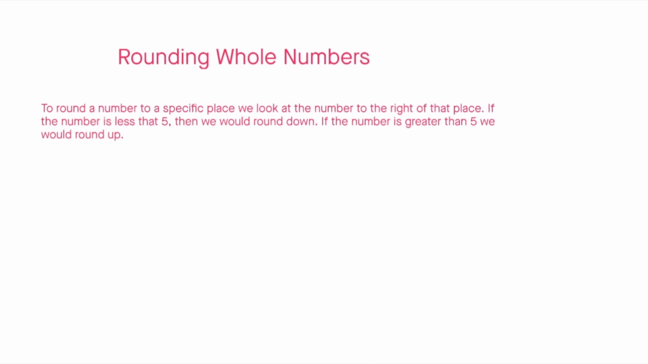When we round a number to a specific place, we look at the number to the right of that place. If that number is less than 5, then we would round down. If the number is more than 5, or equal to 5, we would round up.